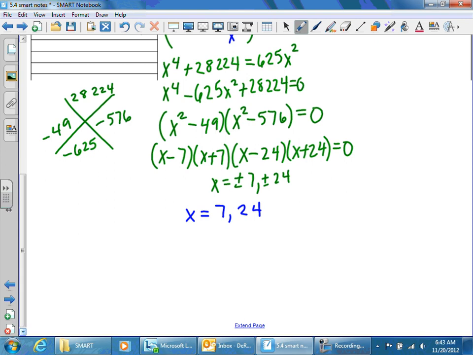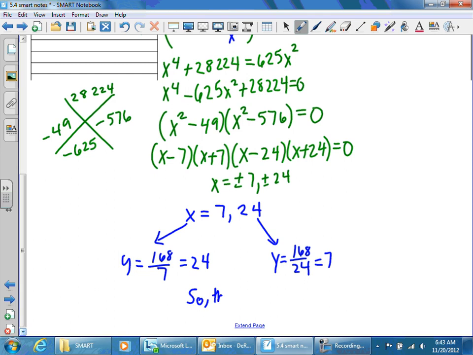So let's see what happens when x is 7. Well, y ends up being 24. And when x is 24, you probably guessed it, y ends up being 7. So the other two lengths, regardless of what order you put them in, are 24 feet and 7 feet.